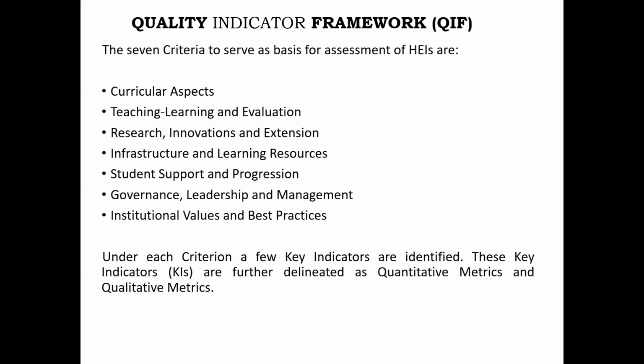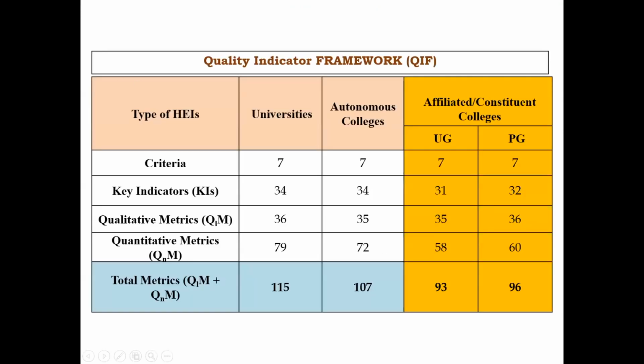So what are the meanings of these key indicators and metrics? This is how the table looks. The criteria, if you see here, for the universities and the autonomous colleges, are 7 and 7, uniform everywhere. And I told you the colleges we have segregated into PG and UG. Key indicators are 34, 34, 31, 32. Quality metrics 36, 35. Quantity metrics 79, 70. Total metrics we have now reduced to 115, 107, 93, 96. So this is the overall segregation in terms of the criteria, key indicators, quality metrics, quantity metrics, and total qualitative and quantitative metrics.